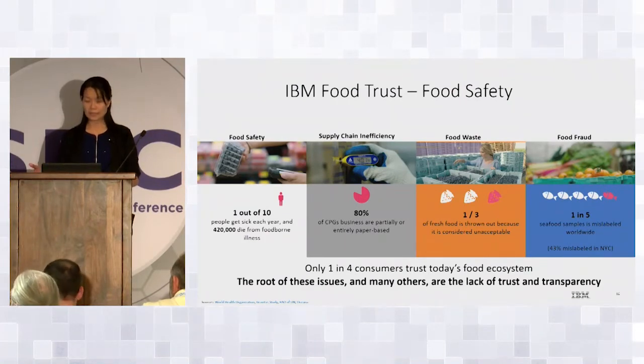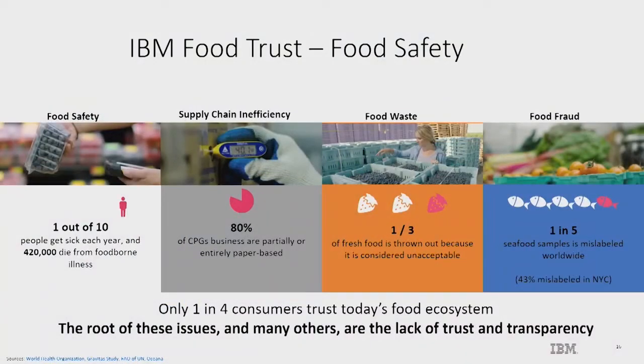Another good one is food safety. I think it's well known that only 1 in 4 consumers today trust the food ecosystem we have. I think I have been a victim of food poisoning. 1 out of 10 people get sick every year because of food poisoning.